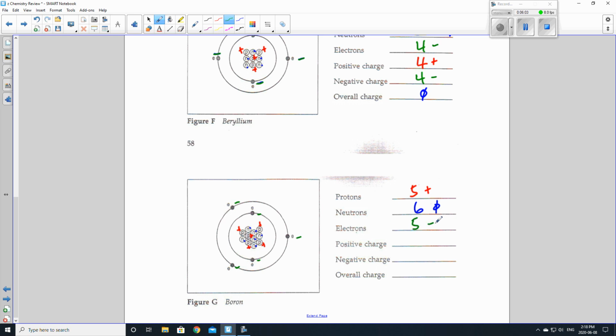So there's 5 electrons. How many positive charges are there? There's 5 positive charges. How many negative charges are there? There are 5 negative. Whoops, let's make that green. 5 negative. Okay, 5 positive, 5 negative. If I have $5, but I lose $5, overall I have $0. So the overall charge is neutral, which is 0. That kind of sums up atoms. Okay, let's keep going on.